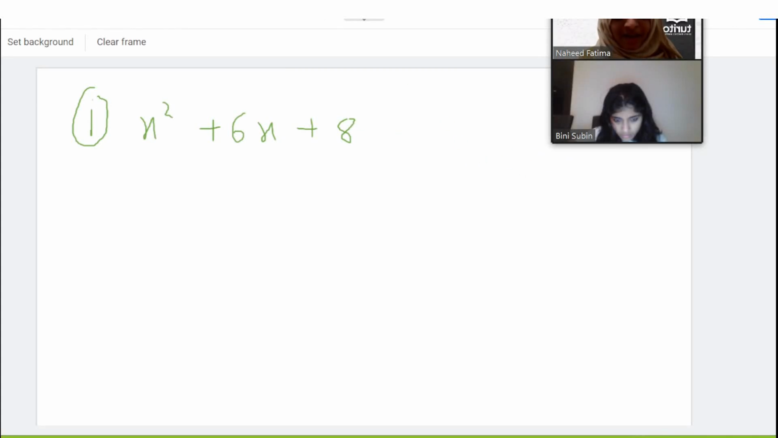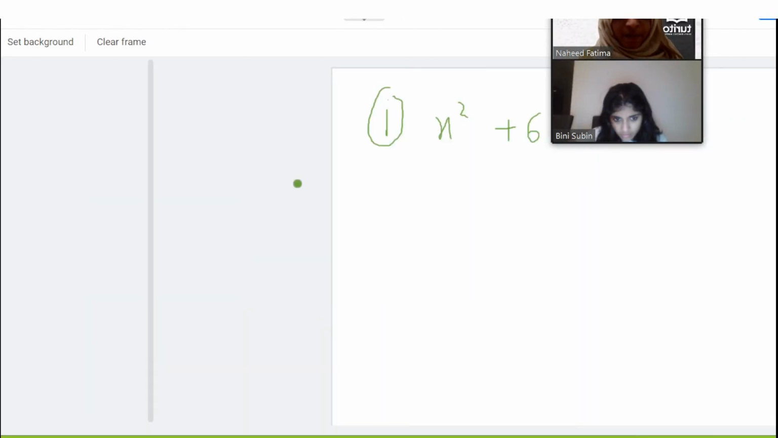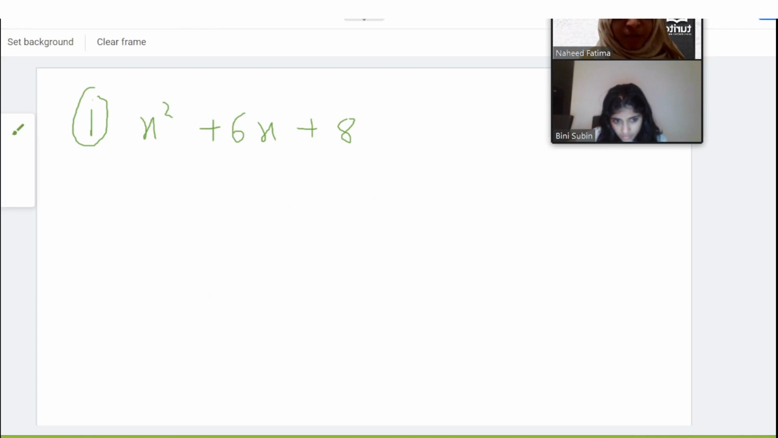We got the 2 as 4 and 2. So now that 4 and 2, you'll be writing in place of 6x. X square will be as it is down, but in place of 6x you'll be writing 4, and because here the variable is x, you'll be writing x. Again you'll be writing 2, and again the variable is x, so you'll write x.